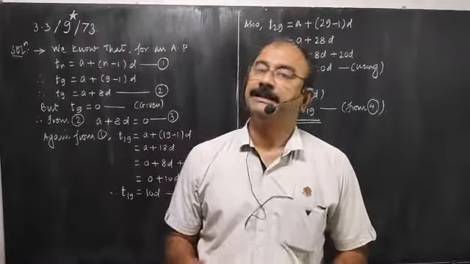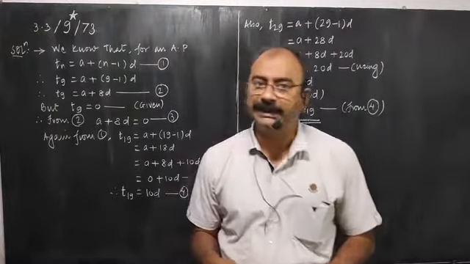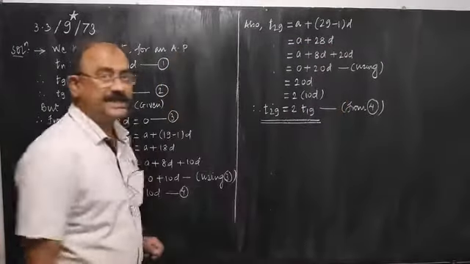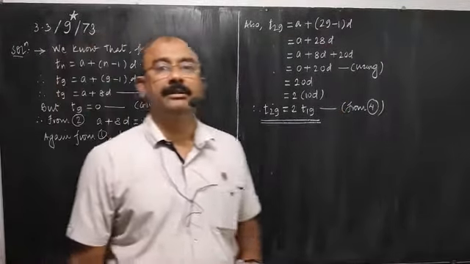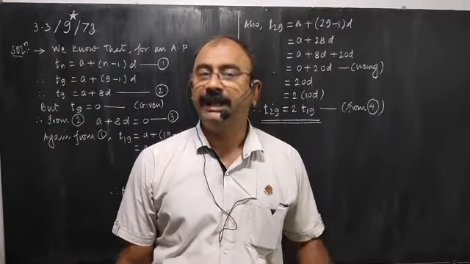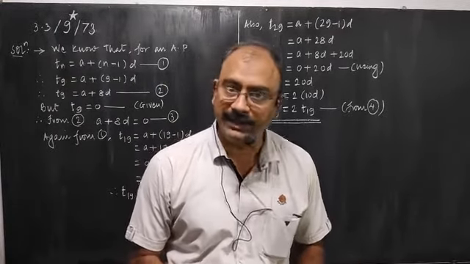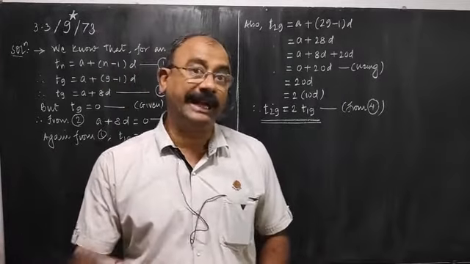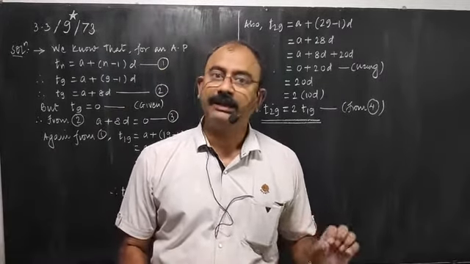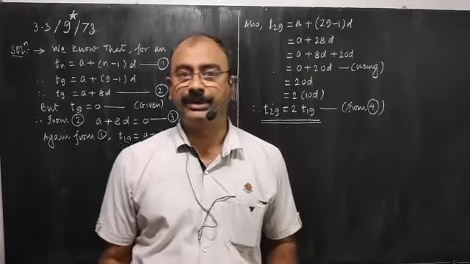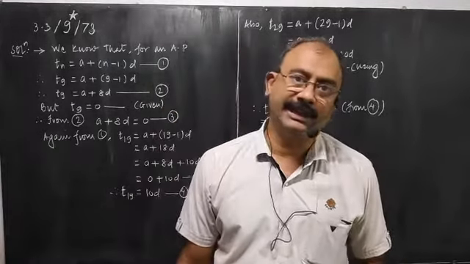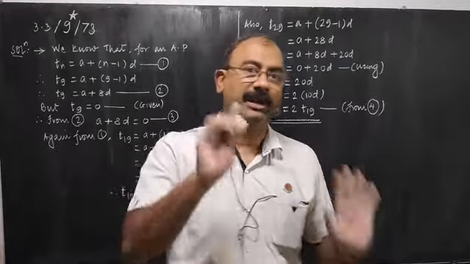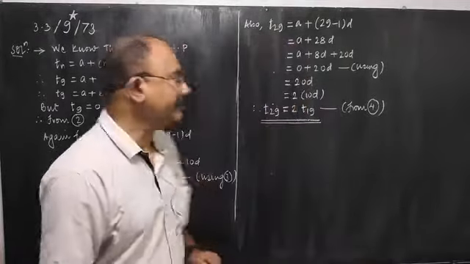Problem number 9, star mark example from practice set 3.3 given on page number 73. The statement of the problem is: if the 9th term of an AP is 0, then prove that the 29th term is twice the 19th term. अगर किसी AP की 9th term 0 है तो आपको ये प्रूव करके बताने का है कि 29th term जो है वो 19th term के डबल रहेगी. ठीक है, लेट अस स्टार्ट.